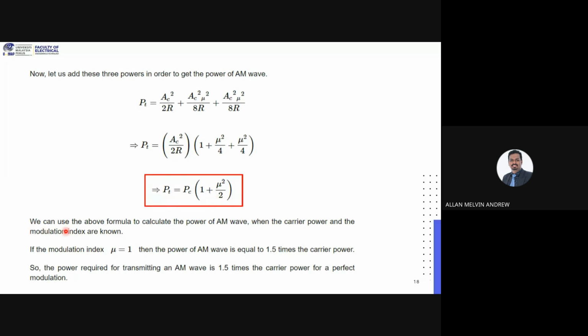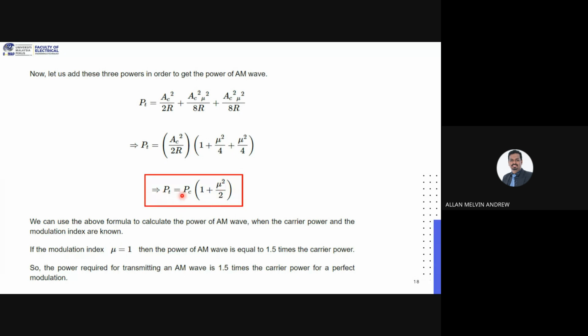Okay, so we can use the above formula to calculate the power of an amplitude modulated wave when the carrier power and the modulation index are known. So if the modulation index mu equals 1, the power of the AM wave is equal to 1.5 times the carrier power. Meaning, if mu equals 1, you just replace it here. So what will happen if mu becomes 1?